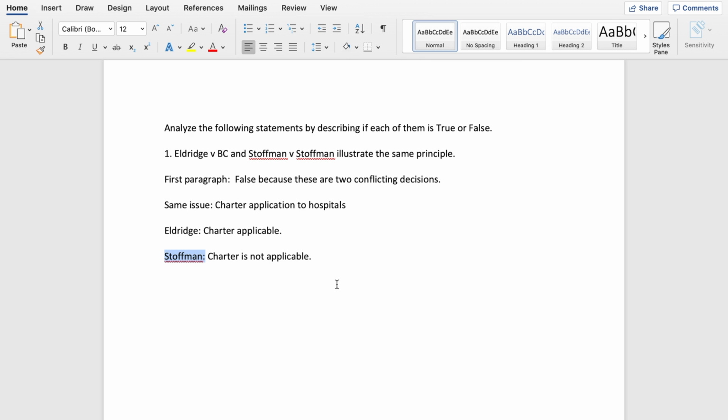Once you do that, in the last paragraph, you will just do the analysis and tell the examiner that both cases have very different principles, because in one case, the Charter was applicable because of XYZ reasoning. And then in the other case, the Charter was not applicable because of XYZ reasoning.